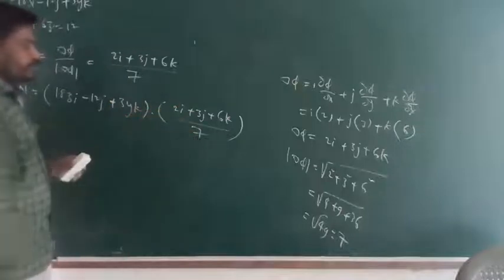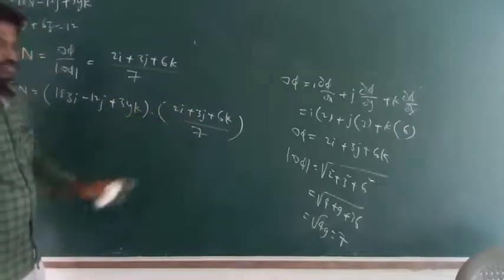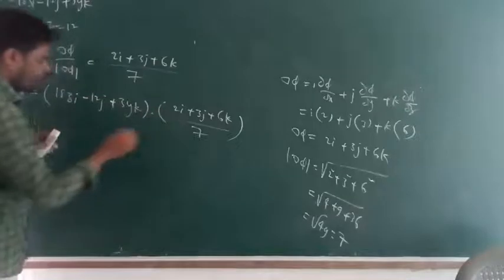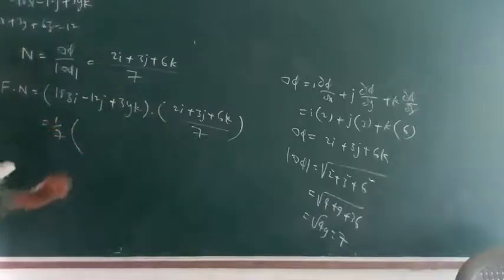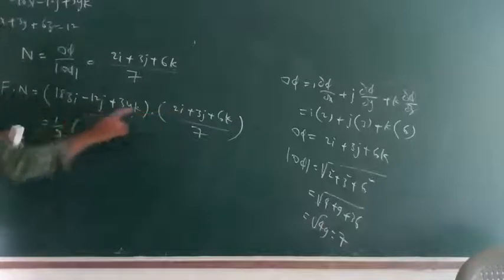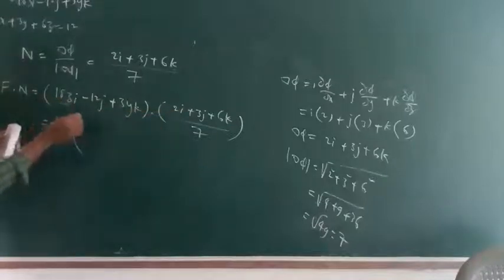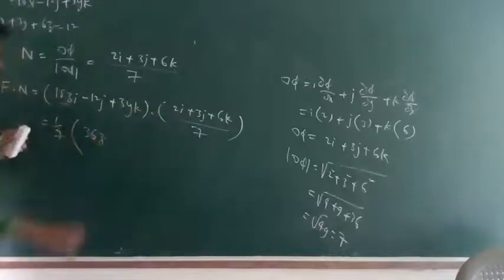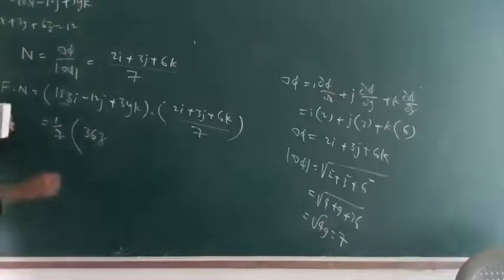k dot i, k dot j, 0. So this is the dot product. 1 by 7 is outside. Okay, i dot i coefficient is 2, so 2 into 18z, nothing but 36z.